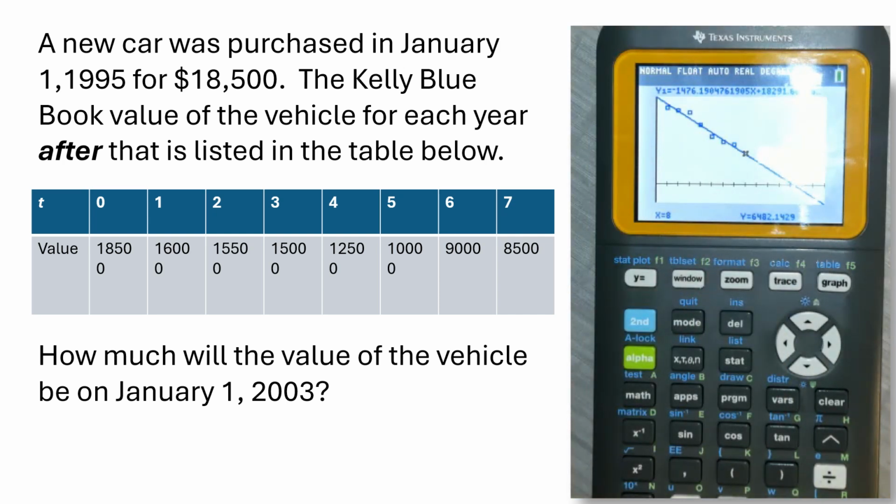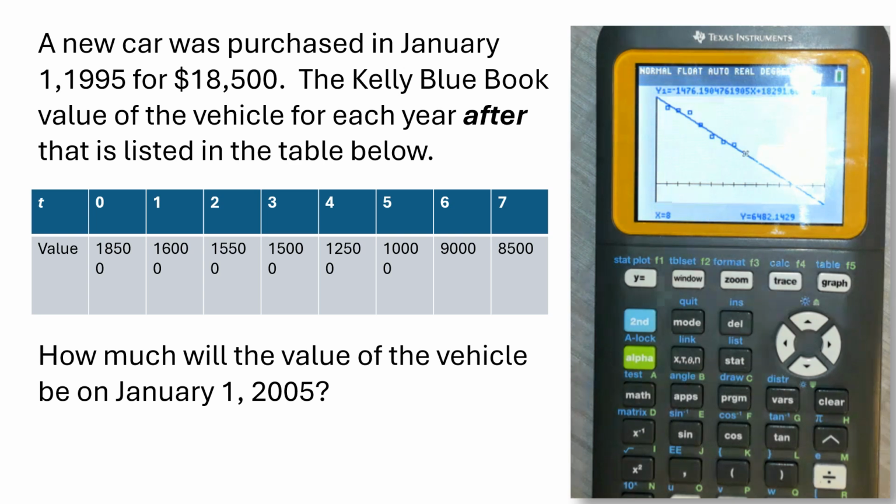So we can assume that would be worth approximately, and that word approximately is really key, and I learned that this summer. So the value of the car in January 1st, 2003 is approximately $6,482, and we'll round to the nearest cents, 14 cents. Let's go on to the next problem.